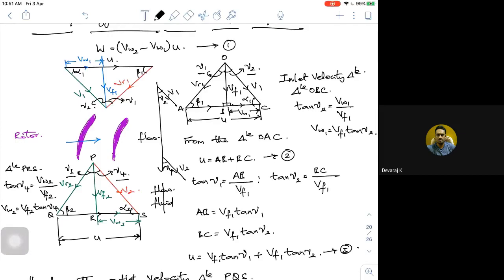Those are absolute angles, with respect to inlet or exit velocities, or we have the other ones, gamma 1 and gamma 3, which are with respect to relative velocities. This gives a direct impact on your studies: how my work done is impacted by the corresponding angles.